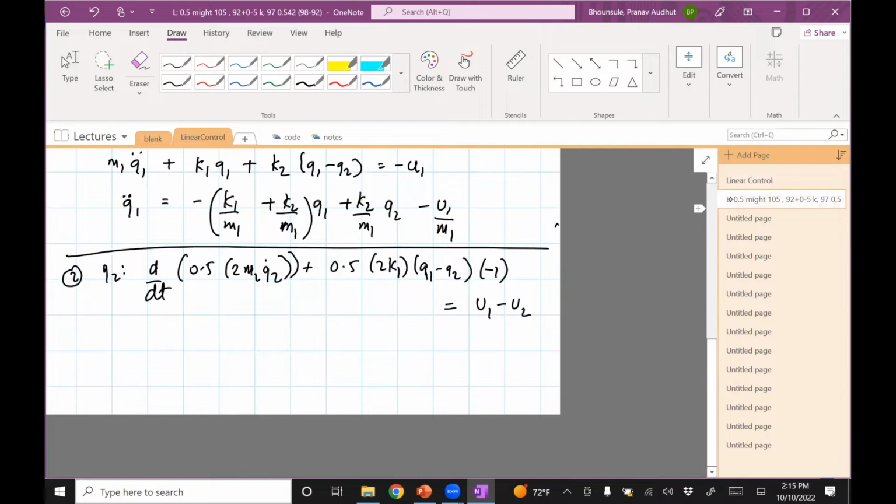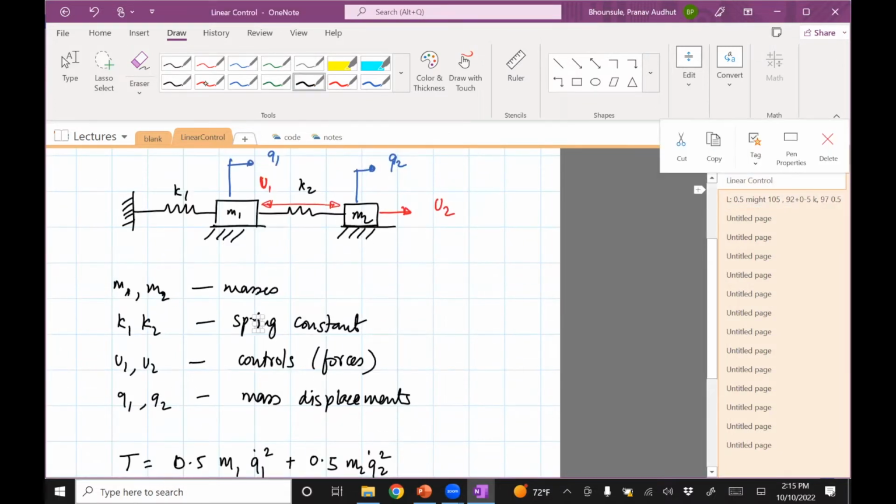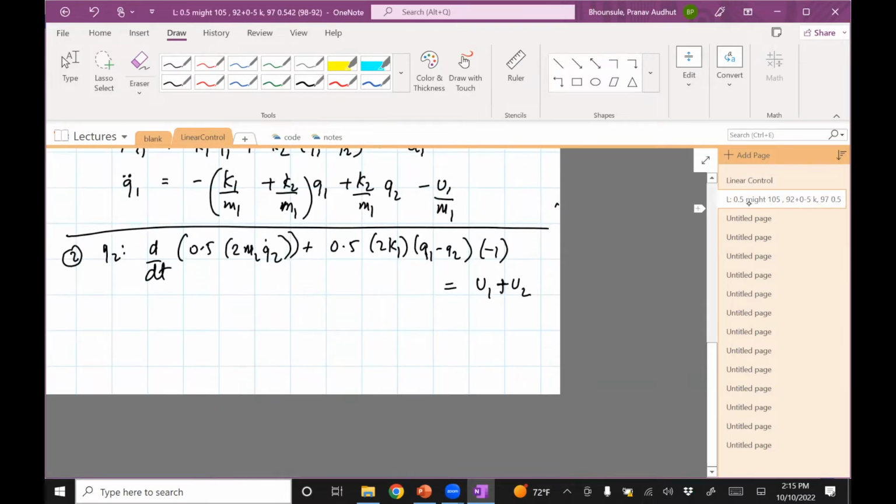And so what we'll see is that this will be positive, because U1 is pushing mass M2 to the right like this, and U2 is also pushing it to the right. So it's positive for both. Okay, so just correct that. And then we can simplify this as M2 Q2 double dot, sorry, this is no 2, plus K1 need to reverse direction of Q2 because of the negative sign, equals U1 plus U2.